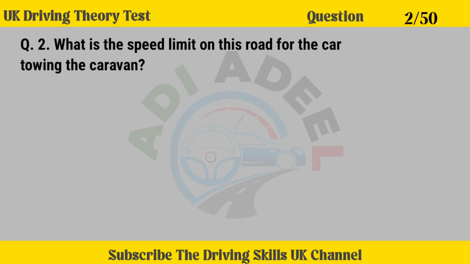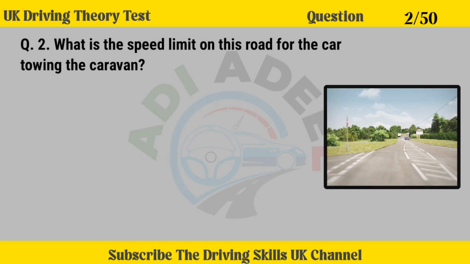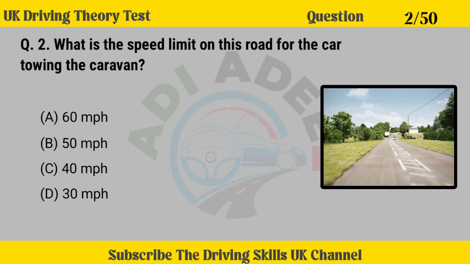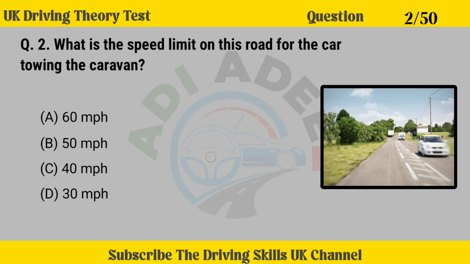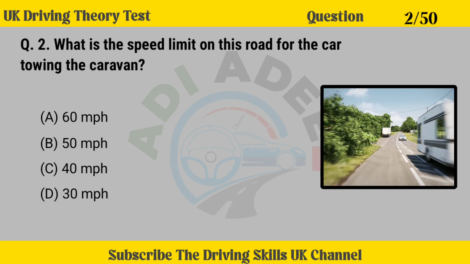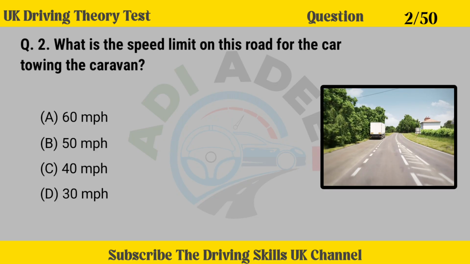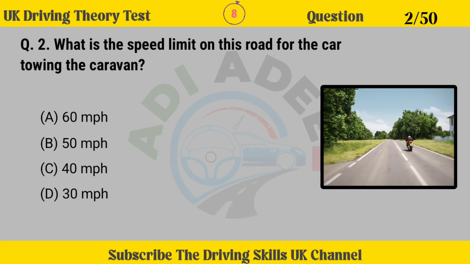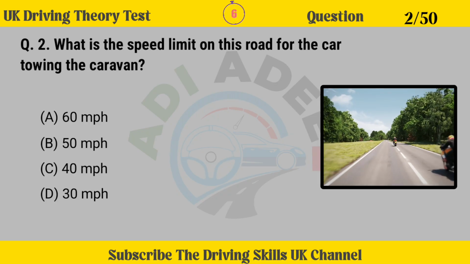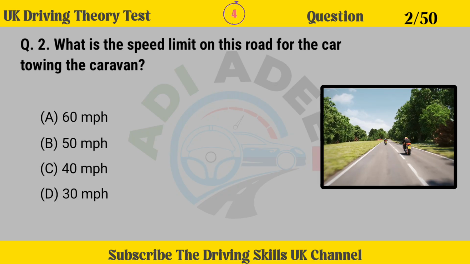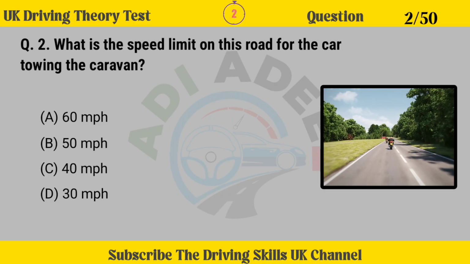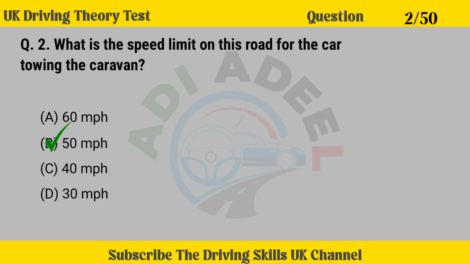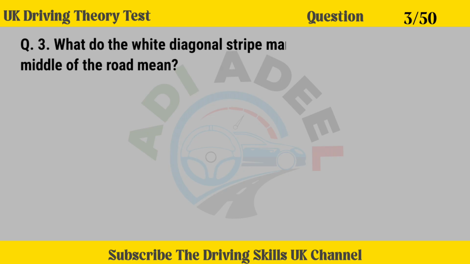Question 2. What is the speed limit on this road for the car towing the caravan? A. 60 miles per hour. B. 50 miles per hour. C. 40 miles per hour. D. 30 miles per hour. The right answer is B. 50 miles per hour.